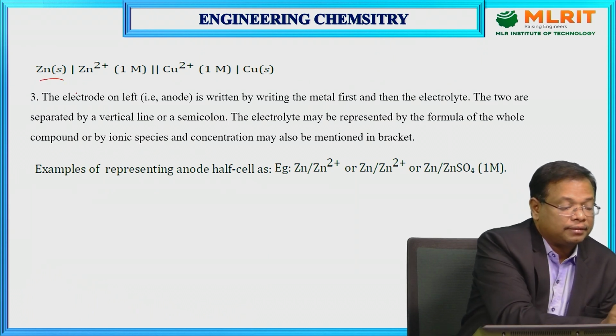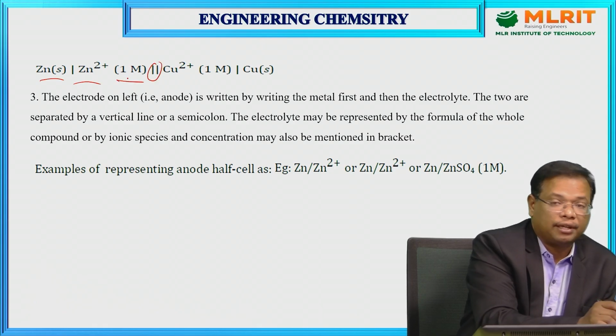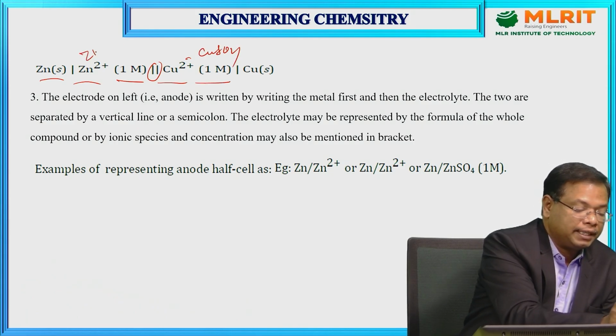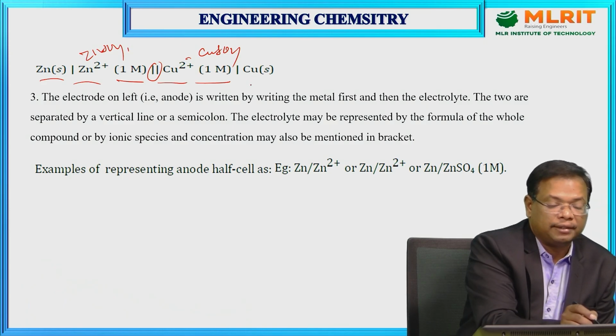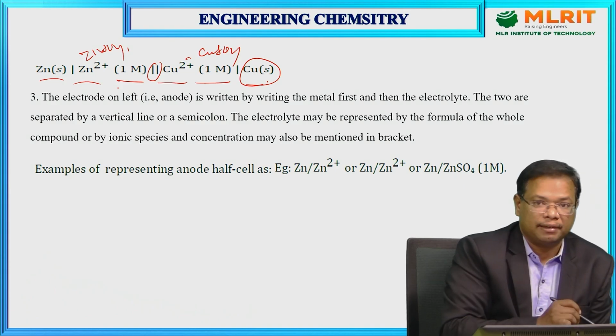So Zn solid, Zn2+ aqueous 1 molar solution. This is the salt bridge. Cu2+ ions, aqueous 1 molar solution of CuSO4. This is also ZnSO4 1 molar solution. And finally at the cathode reduction will happen, so Cu solid. This is the representation of the galvanic cell.